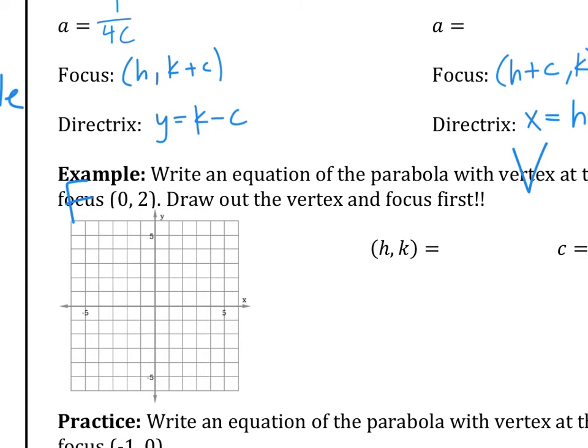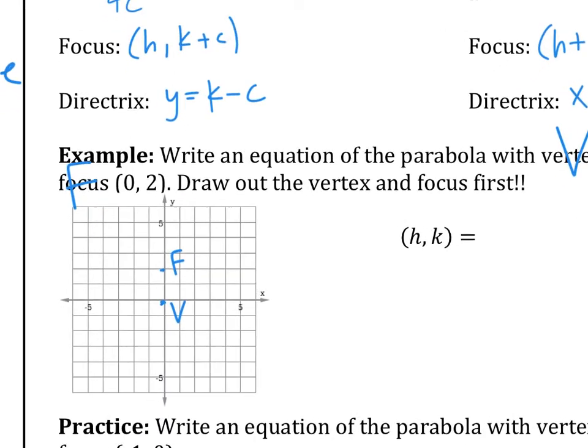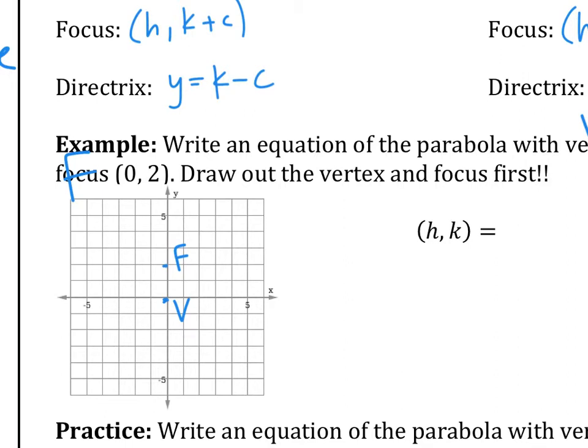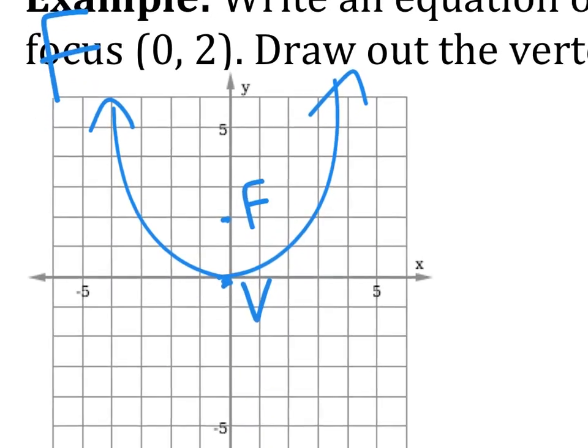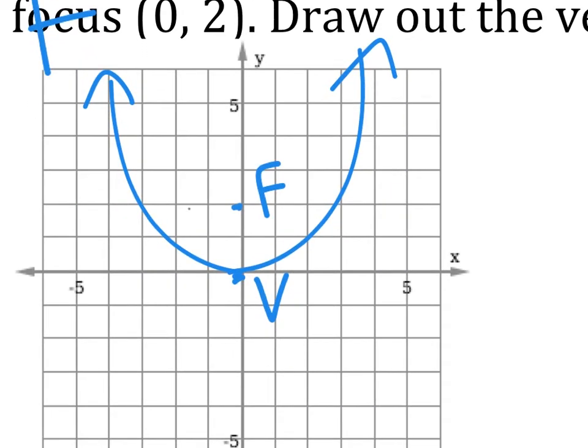All right, so let's take a look. Vertex is at the origin. Focus is at 0, 2. So which direction does this parabola point? Up. How'd you know? Yeah, because the focus is inside. Now, it really doesn't matter how we draw it. We just want to know what direction. How big is C? 2. How'd you know it's 2? Because the distance between F and V is always C. Right? So C is 2.